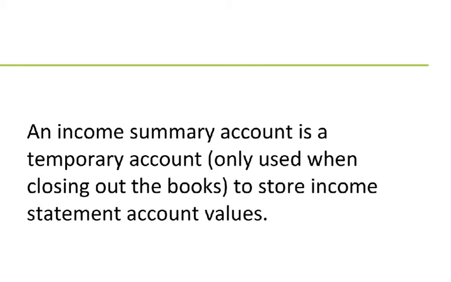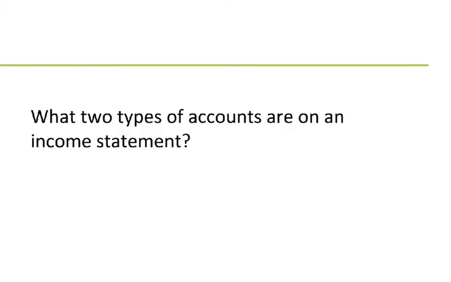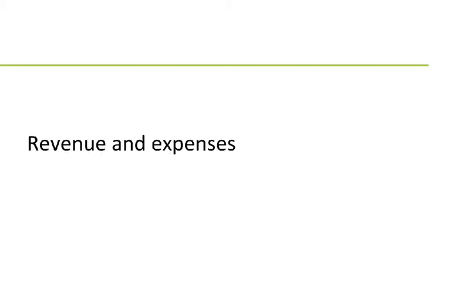Think about what it's telling you. An income summary. What does the income statement tell you? It tells you what you made. What two types of accounts are on an income statement? I want you to answer this question and write it down. What two are they? I hope you got this right, and I'm sure you did because you guys are so smart. Yes, revenue and expenses. Those are the two types of accounts that are on an income statement.